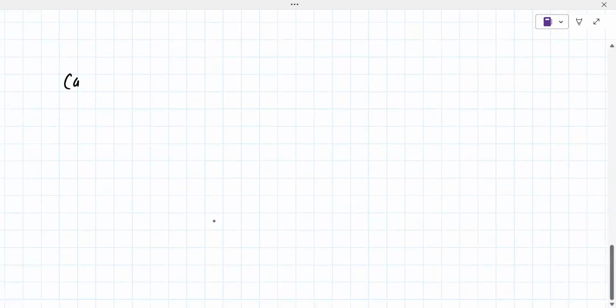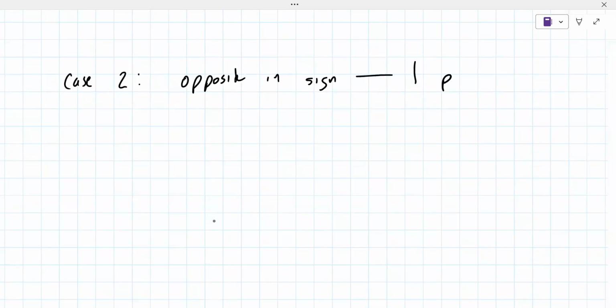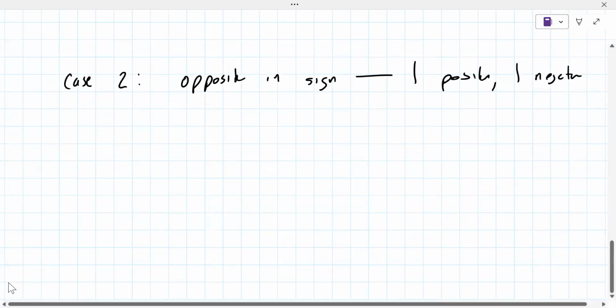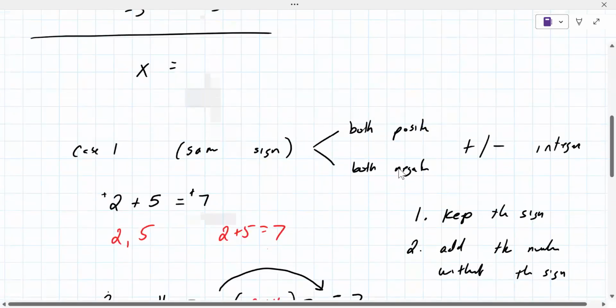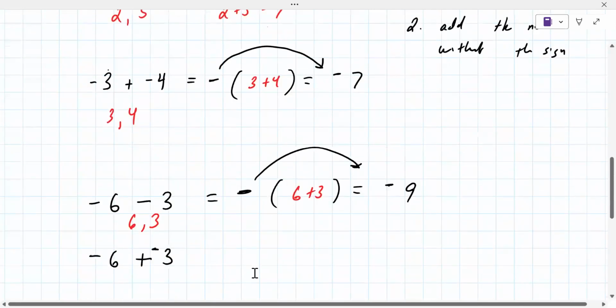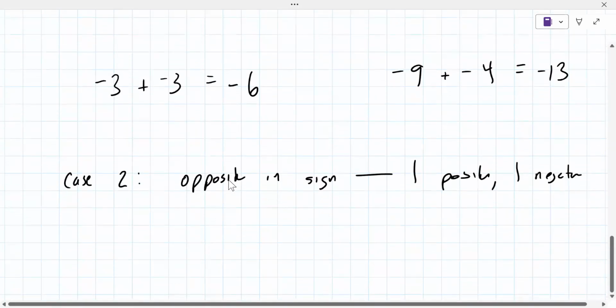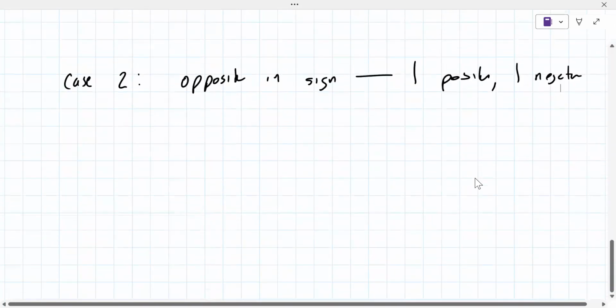So case 2 is when they're opposite in sign. That means you have one positive and one negative. If we go back and look at case 1 again, same sign, they're either both positive or both negative. That's the easier one. Case 2 is when they're opposite in sign, one positive, one negative. And we'll start with, again, a really simple example.